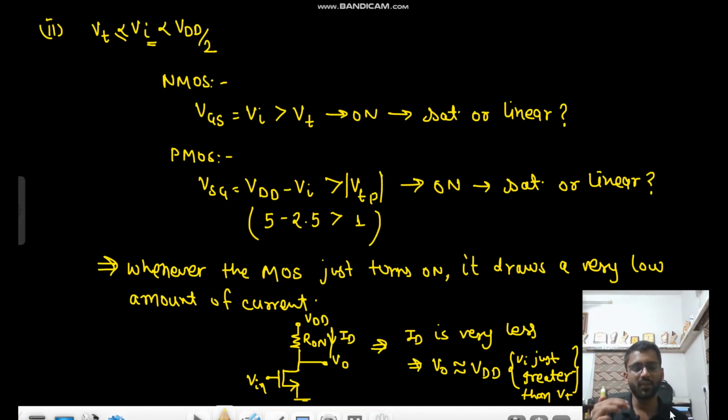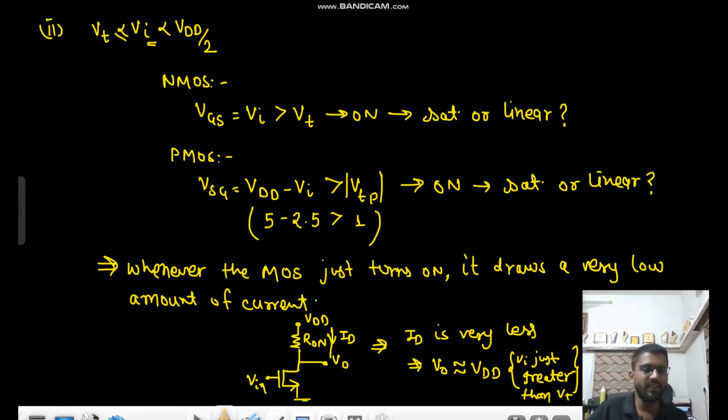When we increase Vin to some extent from VT, that means your NMOS turns on and also your PMOS is on. If your NMOS just turns on, it will drive a very low current. If it is driving a very low current, that means your PMOS will also drive a very low current. Now, since PMOS was in linear region before, we will analyze it by replacing the PMOS with a resistance, that is R1. Since there is very less current, at PMOS there will be very less drop. So for Vin just greater than VT, your V0 is nearly equal to VDD.